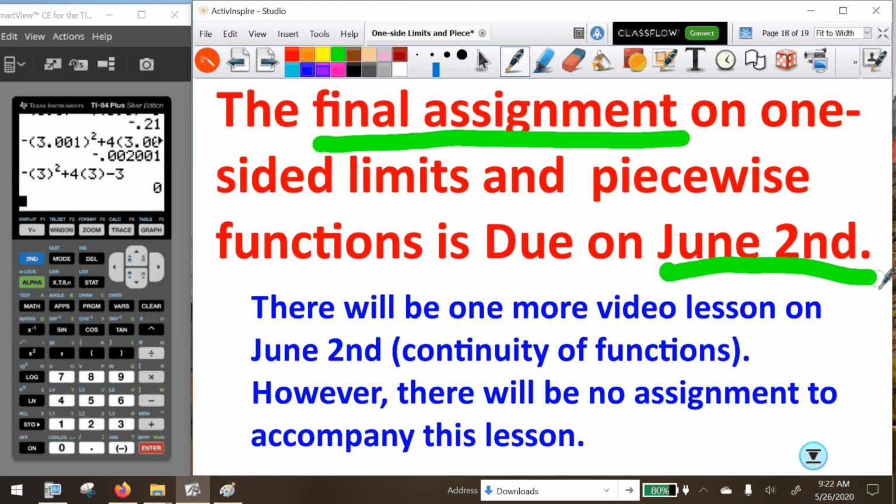And we will have one more lesson on June 2nd, but that will not have an assignment that goes along with it. So we'll have a lesson next week on June 2nd. The topic of that lesson will be on the continuity of functions or reasons for discontinuity. And there will be no assignment that accompanies that lesson. Thank you for watching again, and I look forward to seeing you in our video meeting.